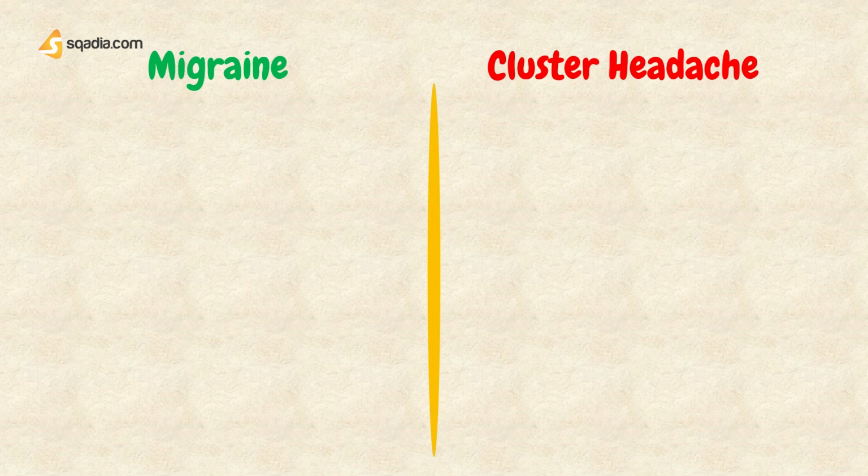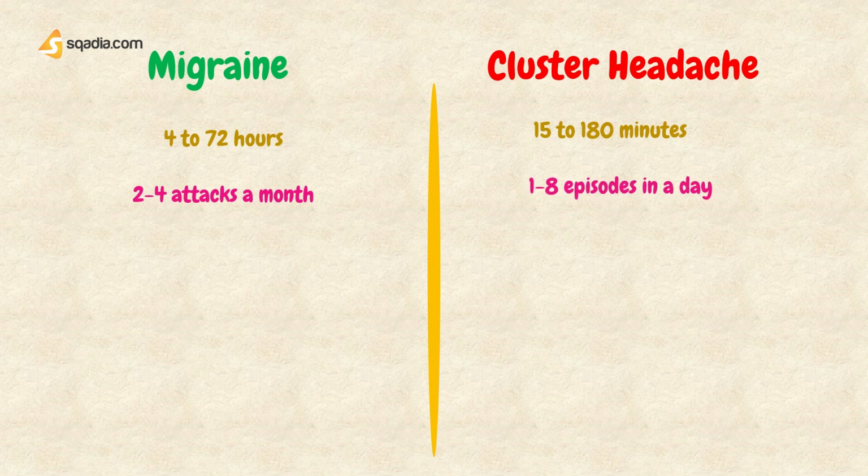First one is duration. Migraine lasts for a longer period of time, minimum 4 hours until 72 hours, while you know that episode of cluster headache is 15 minutes till 3 hours maximum. Second is pattern. Like in migraine, there are 2 to 4 episodes in a month, while you already learned that cluster headache can be 1 to 8 episodes in a single day.